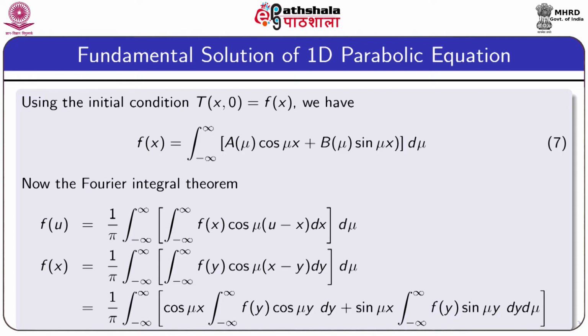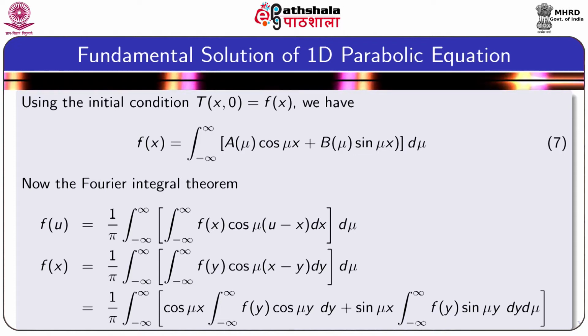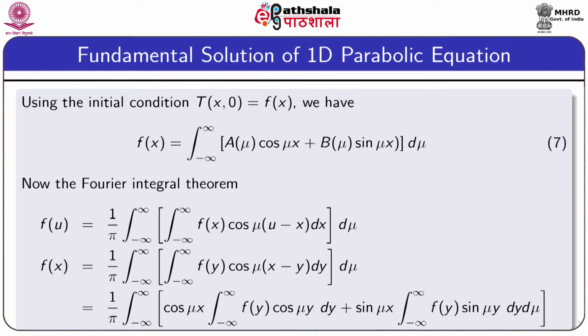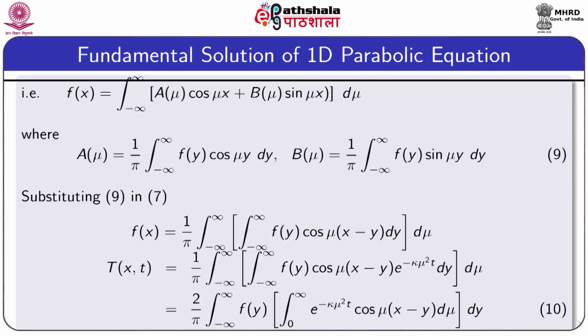Now, we expand this cosine function: cos(mu x minus mu y) is cos a cos b plus sin a sin b. Now, we separate the integral into the sum of these two terms: 1 by pi integration 0 to infinity, cos mu x integration minus infinity to plus infinity f(y) cos mu y dy, plus sin mu x integration minus infinity to plus infinity f(y) sin mu y dy, d mu.